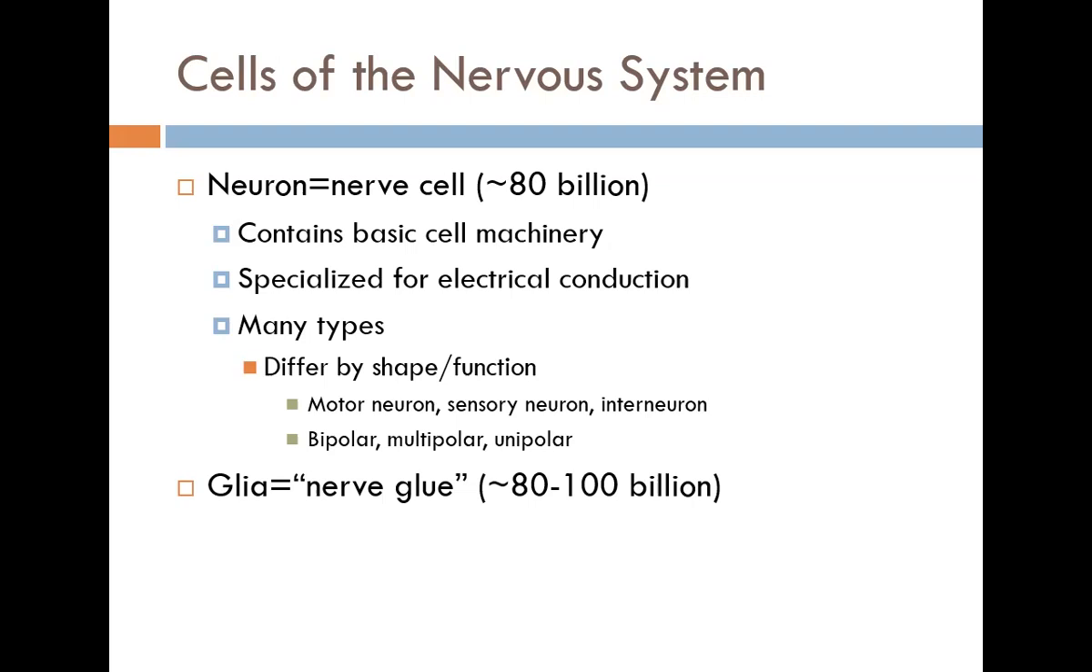We have about 80 to 100 billion glial cells in our brain, because we need more glial cells to basically glue everything together than we have actual nerve cells. And we're going to talk about those types as we continue on. Any questions so far about the very basics of neurons?